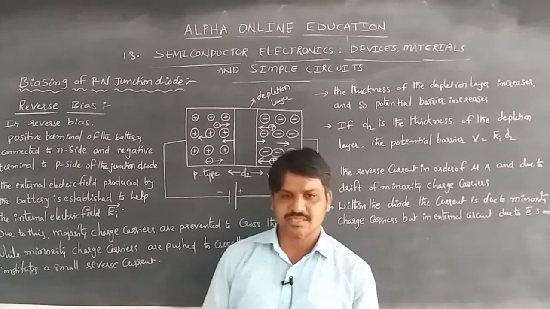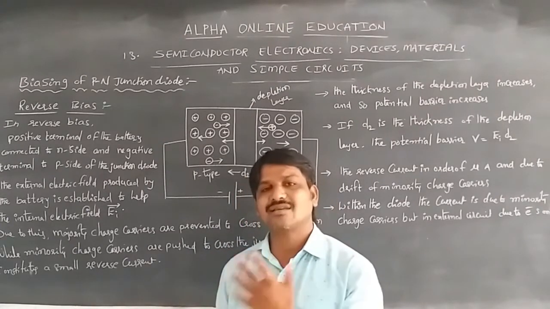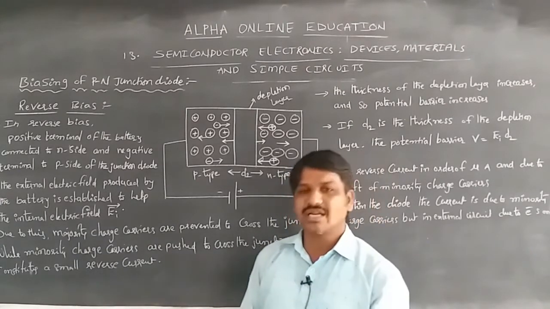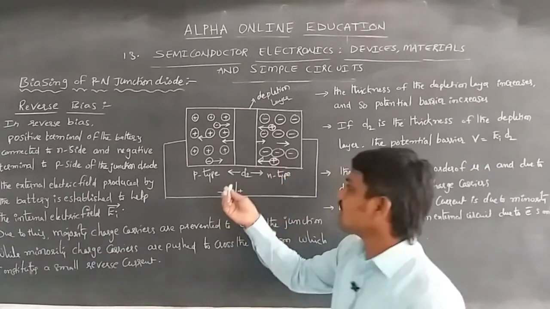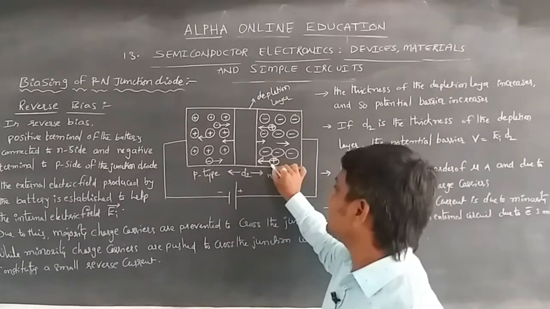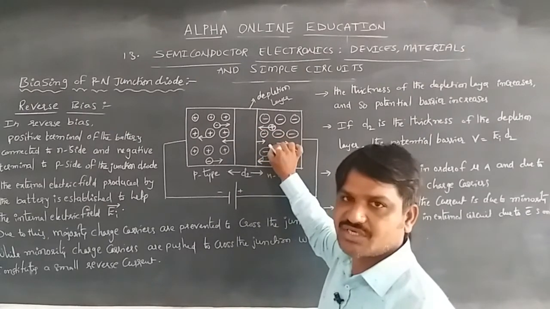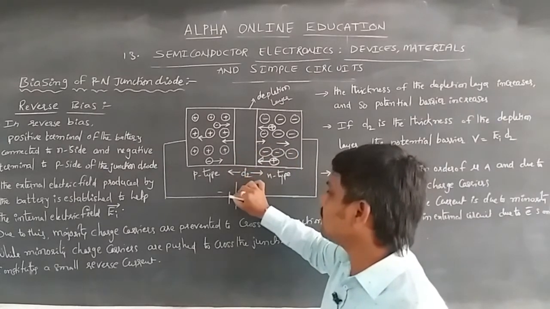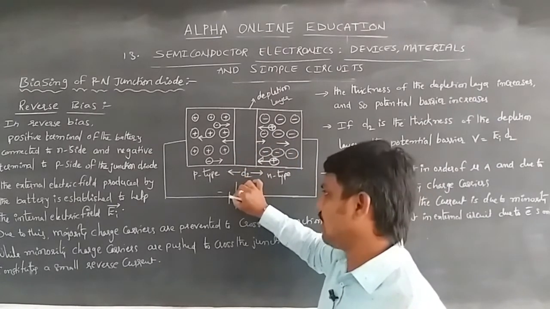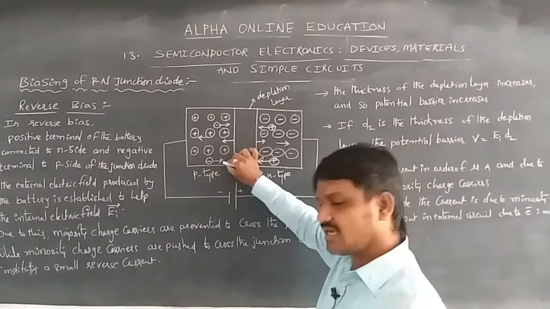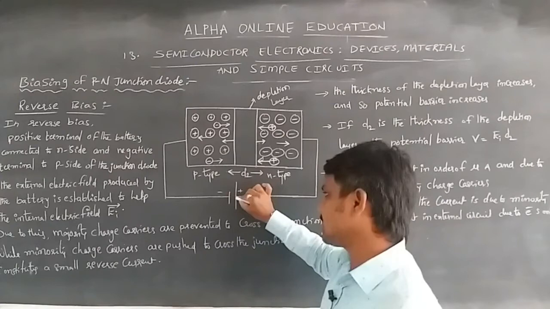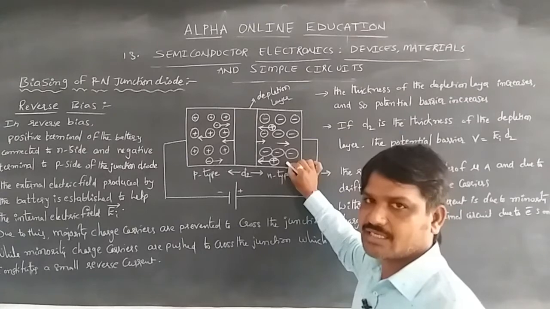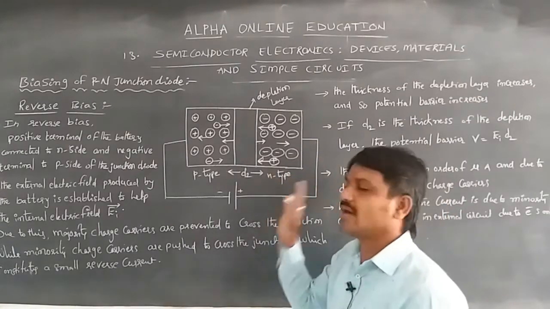Now we are going to discuss the other bias, that is, the biasing of the PN junction diode in reverse, meaning reverse bias. What is meant by reverse bias? Here is the P type material and the N type material, which is the PN junction diode. In reverse bias, the negative terminal of the battery is connected to the P side of the semiconductor, and the positive terminal of the battery is connected to the N side of the semiconductor.